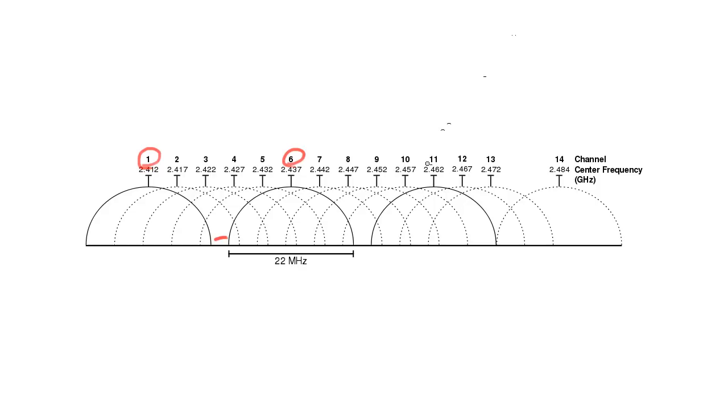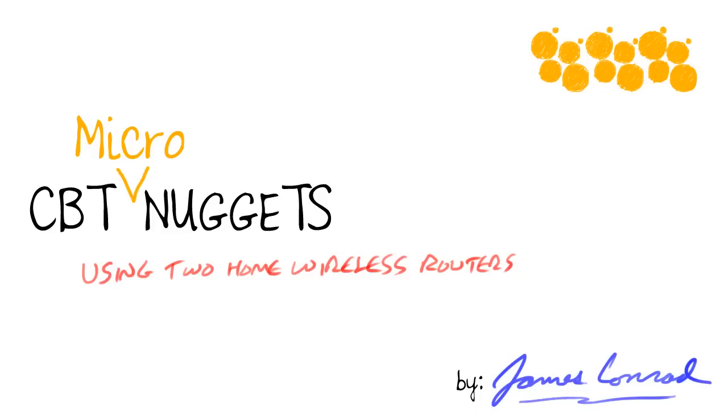If I had a third access point, maybe in a small office building or a small office home office, then I would want to set the next one up on channel 11 and just make sure that you keep at least five channels of separation between those home wireless routers.